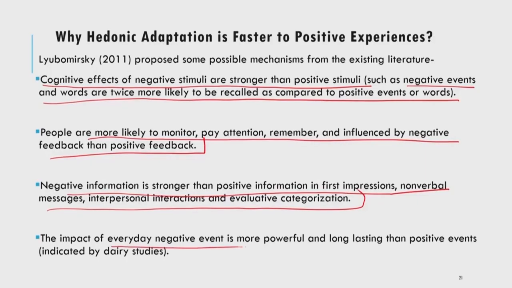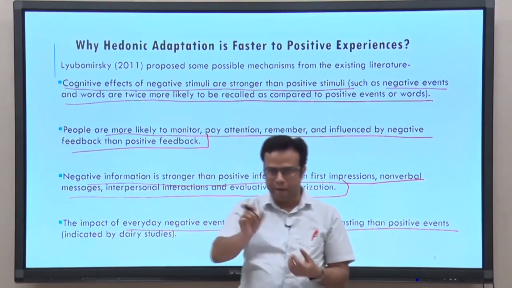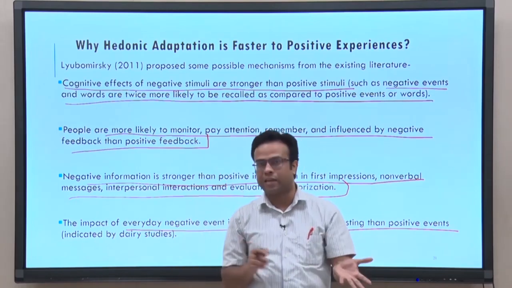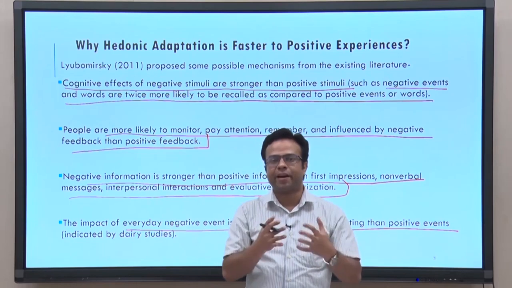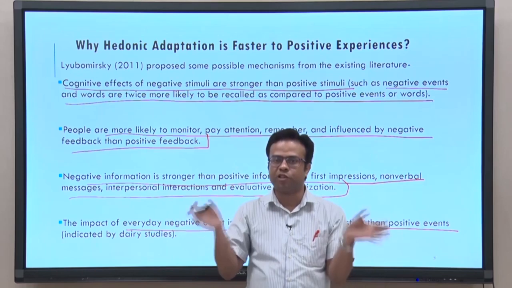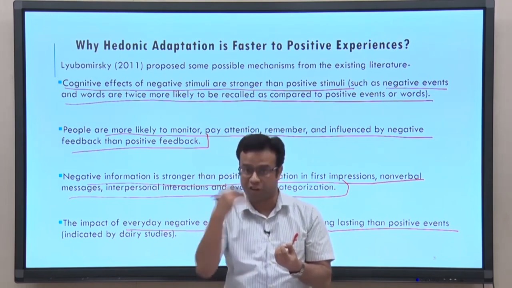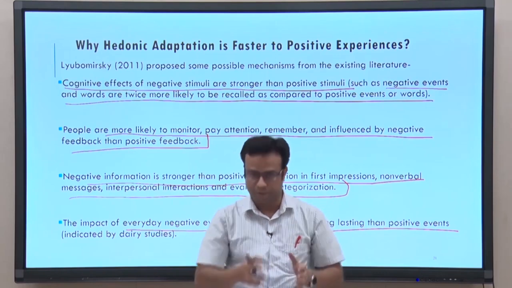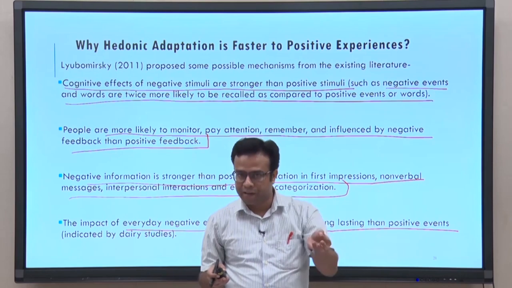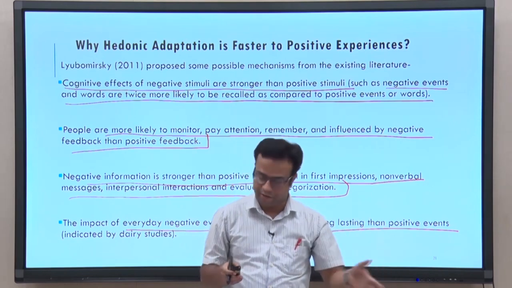Last is that the impact of everyday negative events is much more powerful and long lasting than that of positive events. Various diary studies have shown that small negative events that happen in our day-to-day life have much more impact on us than the various positive events that happen in our life. So, overall you can see that negative events, stimuli and feedback have much more impact on our mind and system than positive events. This may have an evolutionary reason, because we need to pay attention to negative things for survival. And because it has much more impact, it is difficult to come out of it; it takes much more time to come out of it and adapt to it. That could be part of the reason why we adapt more to positive events as compared to negative events, and why adaptation is faster for positive events.